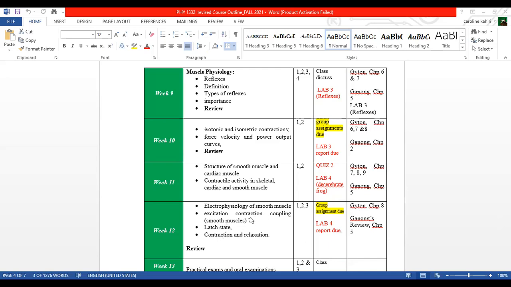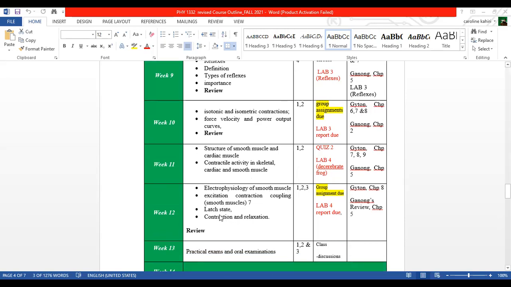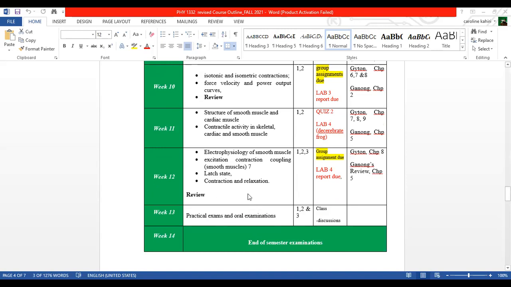So in week 12, I'll finish off with the large stage. How do you couple excitation and contraction in the smooth muscles? And after that, if you need me to answer any question, I can help you out before week 13. So do you have any question?